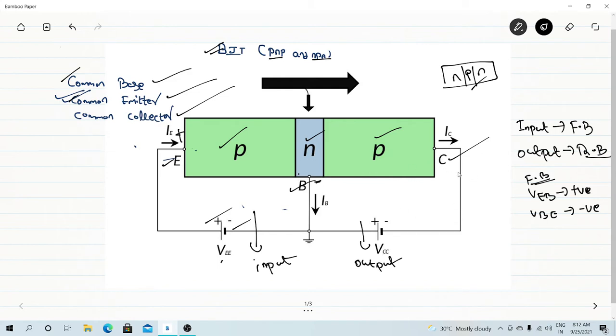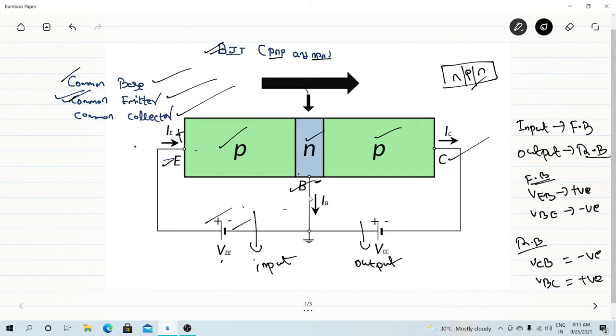So you can see this is VCB, we can write this as VCB for reverse biasing the output section. So VCB should be what? VCB should be negative. Yes, VCB should be negative. Or if you are taking VBC, another negative will come into the picture, so negative of negative will become positive. So these are the conditions, and this is a common base.